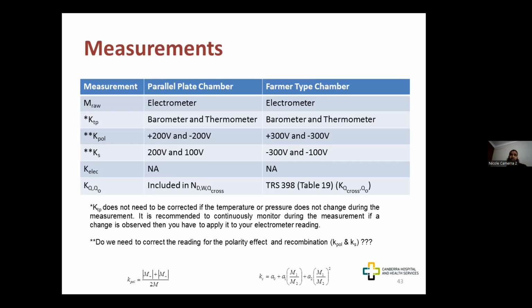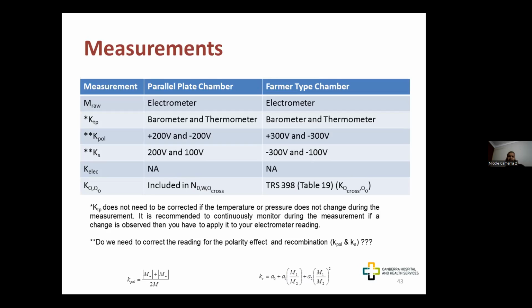And there's another question which I asked in the last presentation, but why you have to correct for your temperature pressure correction factor for the ambient temperatures, which is T naught and P naught. So if anyone has an answer to it, can you please put it into the comment section, so then we will discuss. Then the polarity effect, which we discussed already. Then you have to do your recombination. If your chamber and electrometer are calibrated separately, you have to correct it for your K elect. And then your KQQ naught is included in your NDWQ cross.